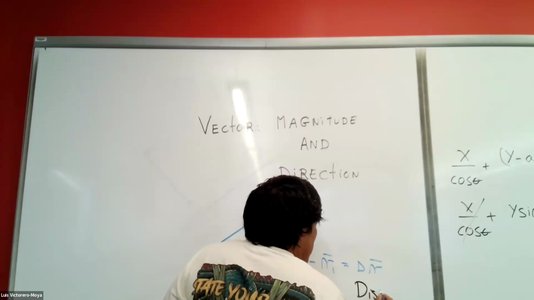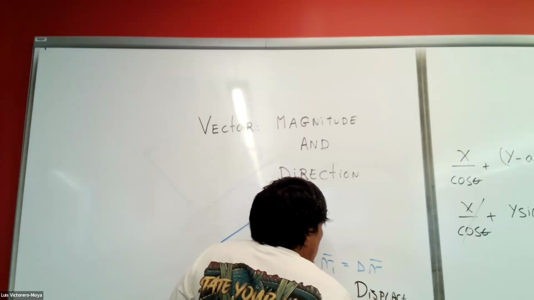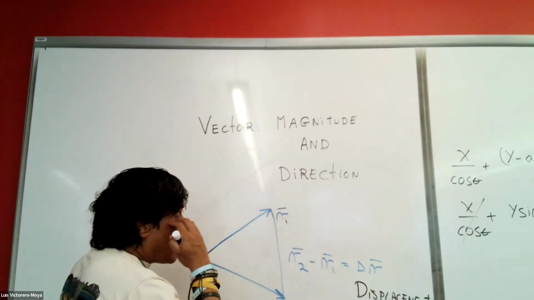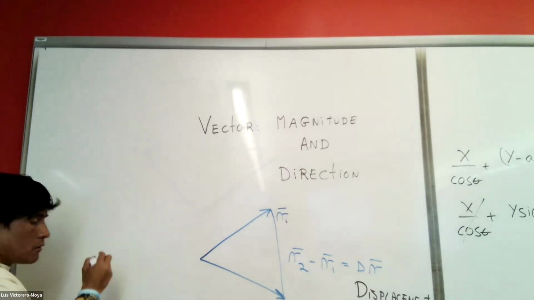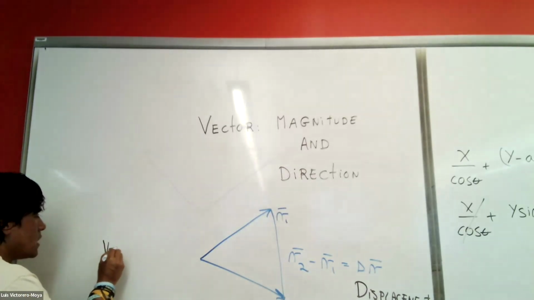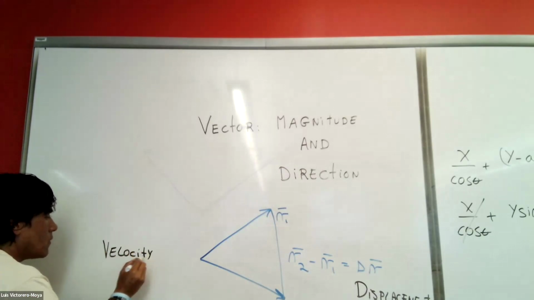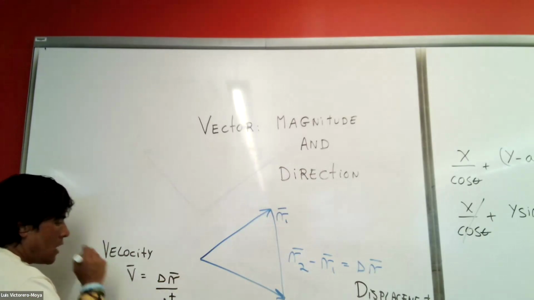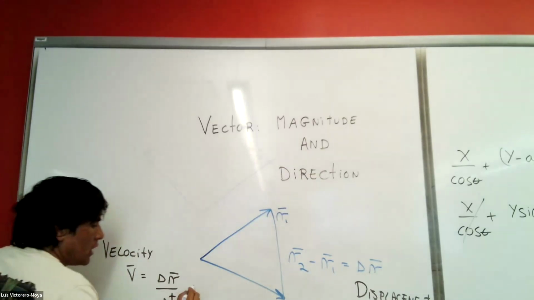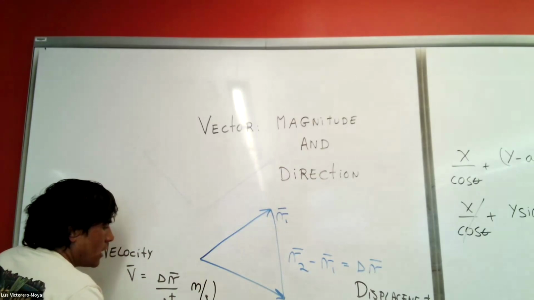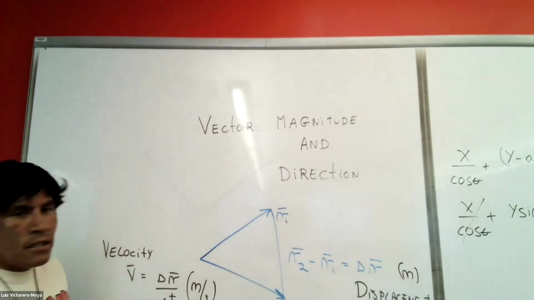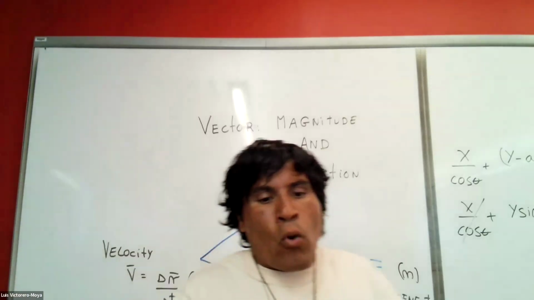And then if you define displacement, you also define velocity, right? Velocity is also a vector. That is equal to delta R over delta T, the rate of change of position, in units of meters per second, if this is in meters, of course.